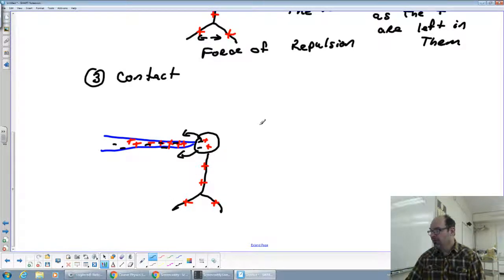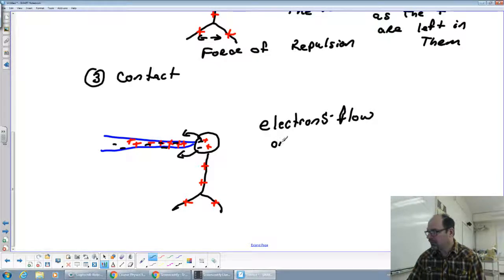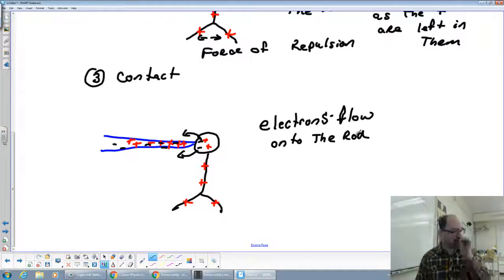So the electrons flow onto the rod. So some of them are removed from the electroscope or the conductor. So then now we have less electrons than we began with. We began with a neutral object of 6. So now we're going to only have 2 left over.